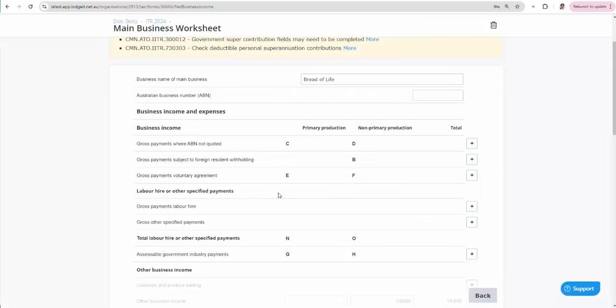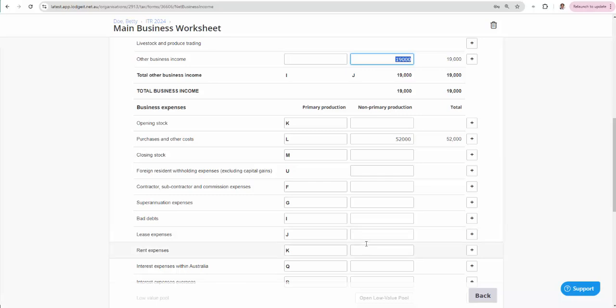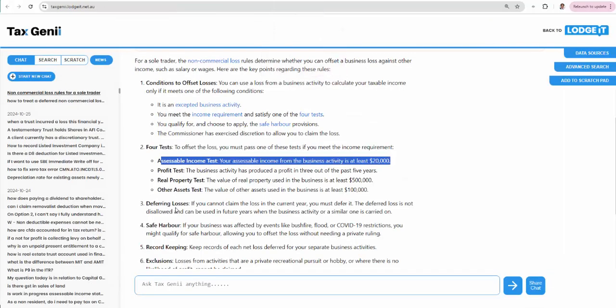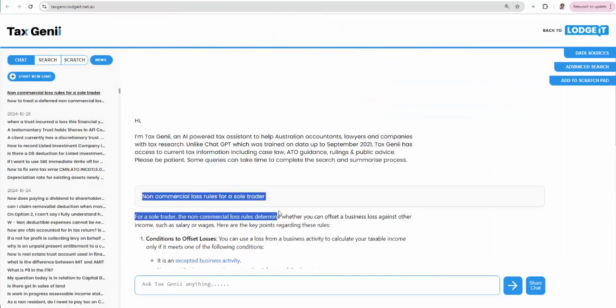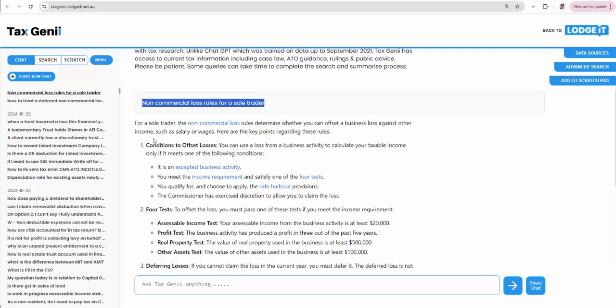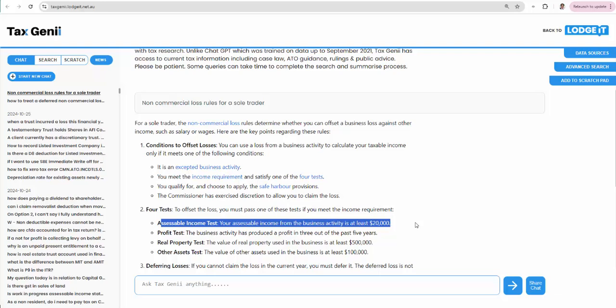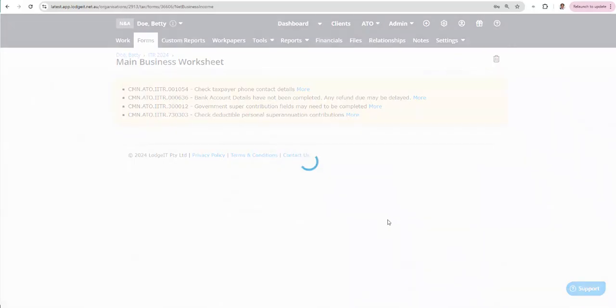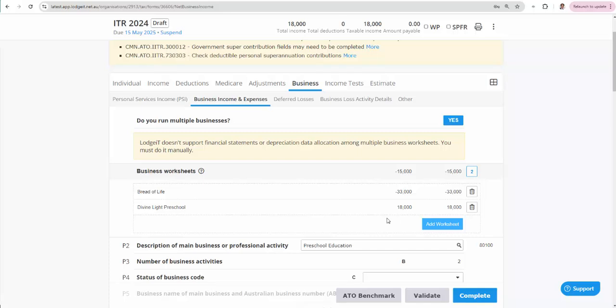And the Bread of Life has revenues of only $19,000, some costs, and a $33,000 loss. So looking into our non-commercial loss rules for a sole trader, we find that there are 4 tests. In this case, she doesn't pass the profit test, the real property test, or the other assets test. So we have to rely on the assessable income test, which she fails because she doesn't have revenue for that business of 20,000 or more. So not 20 or more. Therefore we need to treat that as non-commercial.